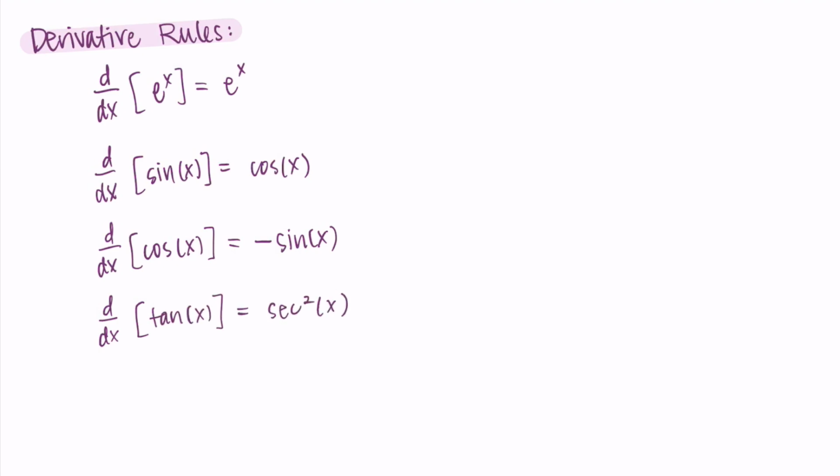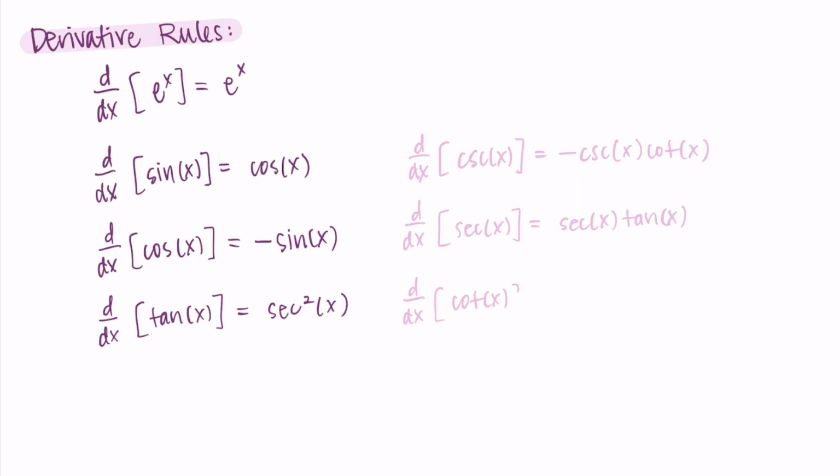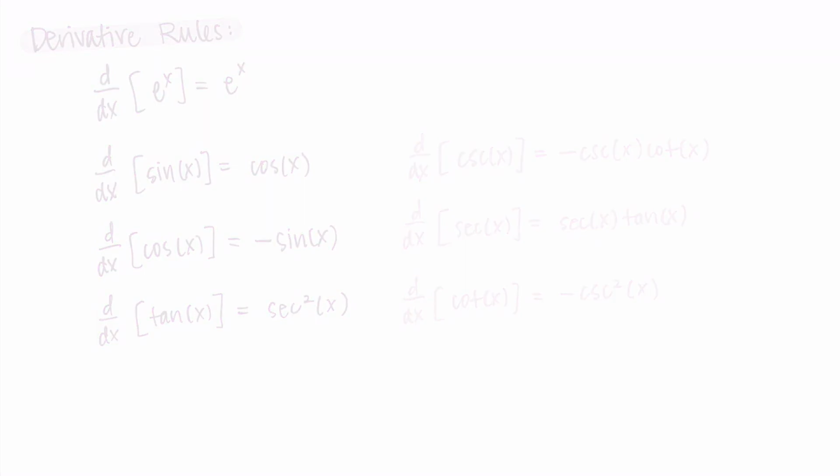We also have derivative rules for the other trigonometric functions. We're not actually going to use them in this video, but I'm just going to write them here so that you have them. We have that the derivative of cosecant is negative cosecant cotangent, the derivative of secant is secant tangent, and the derivative of cotangent is negative cosecant squared. And similarly, if you're wondering where those derivative rules came from, I have a video where I go through those proofs as well.